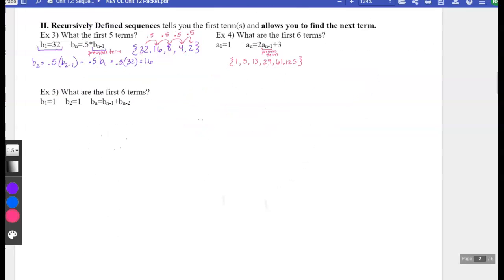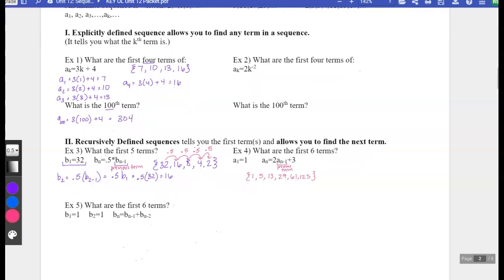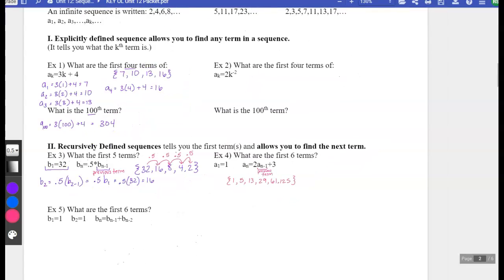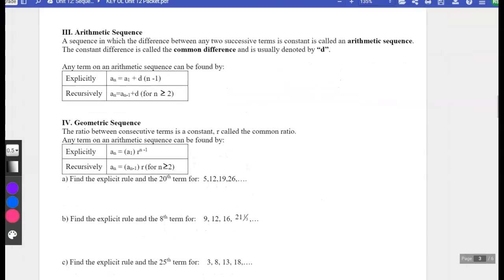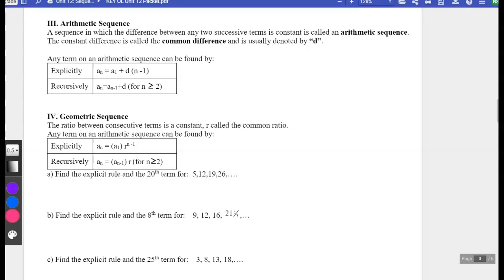All right. Any questions on the differences between explicit and recursive definition? All right. So now we've gone over the ways that we can define sequences. Now we're going to go over two types of sequences, arithmetic and geometric sequences.